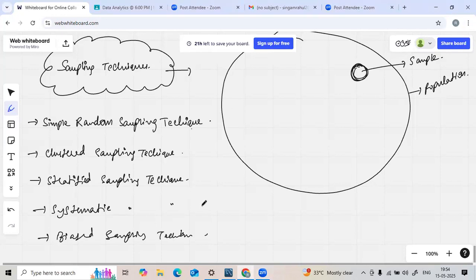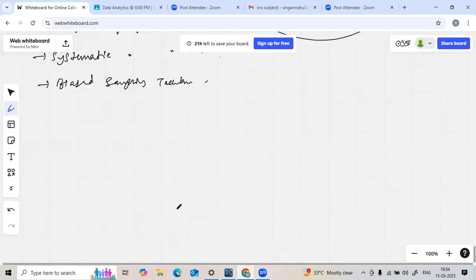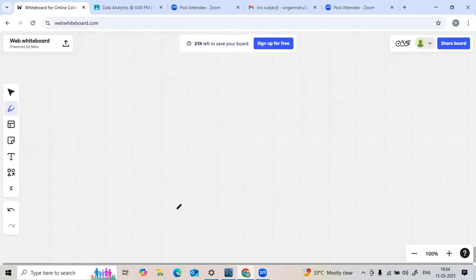See, when you are working with sampling techniques, what is the type of technique that you are going to utilize to take a sample out of your population? Once again, sampling technique itself is nothing but the type of technique that you utilize to extract a sample out of your population. First thing first, let's go with the simple random sampling technique.